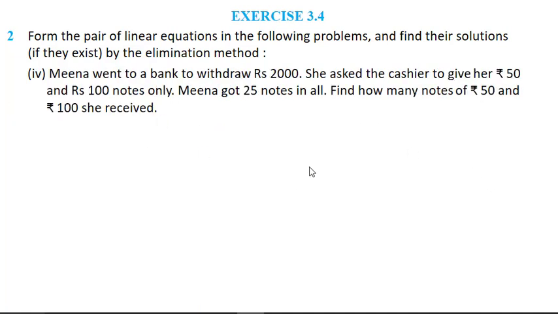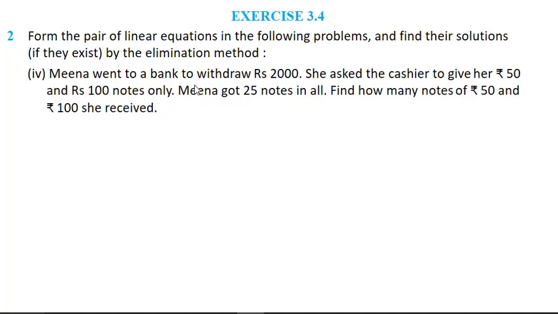Next question is, Meena went to bank to withdraw rupees 2000. She asked the cashier to give her rupees 50 and rupees 100 notes only. Meena got 25 notes in all. Find how many notes of rupees 50 and rupees 100 she received.